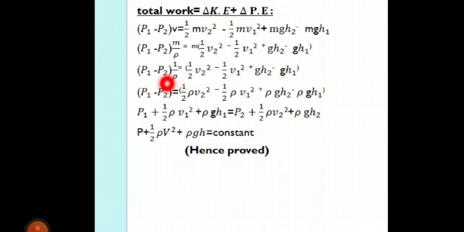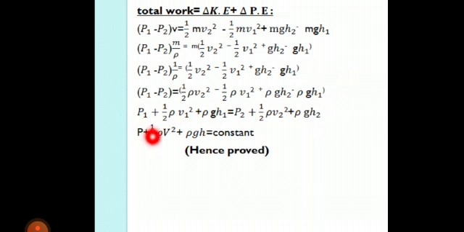Rho is dividing here, but when it comes to the other side, it multiplies with all terms. So it becomes 1/2 ρv2², which is also kinetic energy per unit volume, and it becomes 1/2 ρv1². It is also kinetic energy per unit volume at point 1, plus ρgh2. It is the potential energy per unit volume at point 2, sorry, and this is the potential energy per unit volume at point 1.